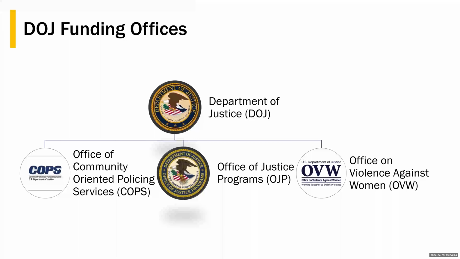All right, so what you're seeing here on the screen now are the DOJ funding offices. The mission of the Department of Justice is to uphold the rule of law, to keep our country safe, and to protect civil rights. DOJ offers funding opportunities to support law enforcement and public safety activities in state, local, and tribal jurisdictions. They do that to assist the victims of crime, to provide training and technical assistance, to conduct research, and to implement programs that improve the criminal, civil, and juvenile justice systems.